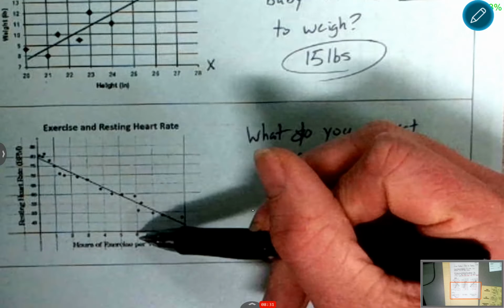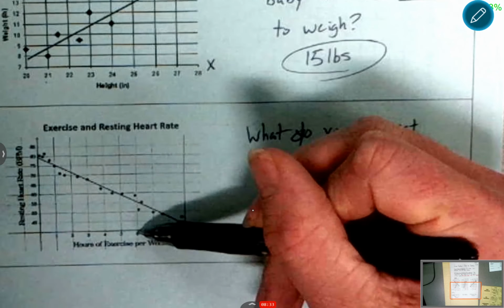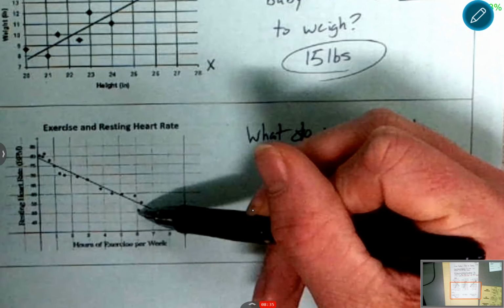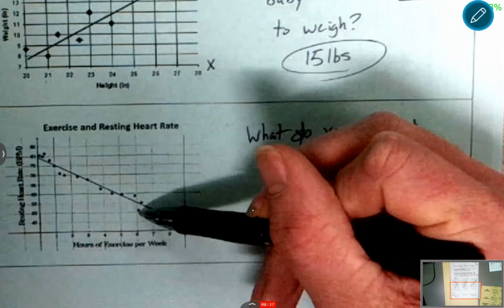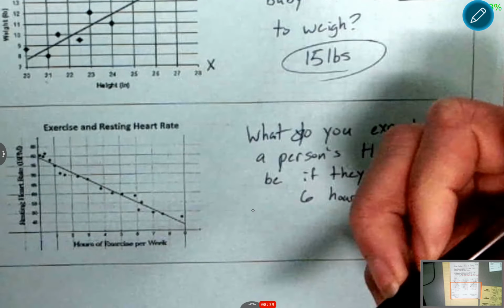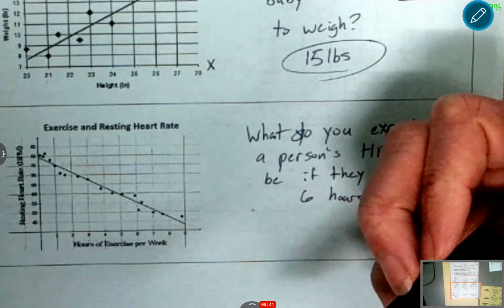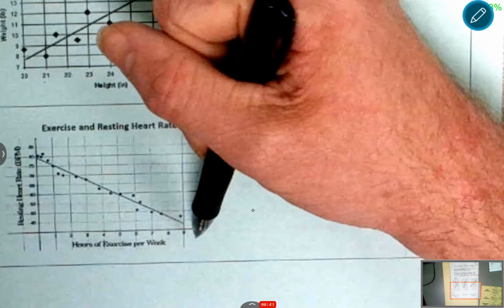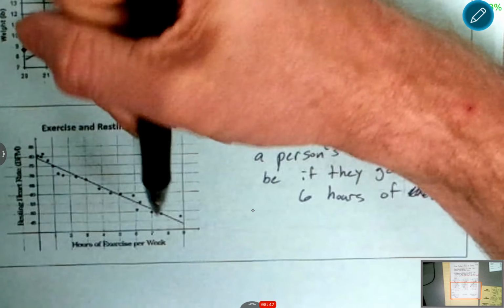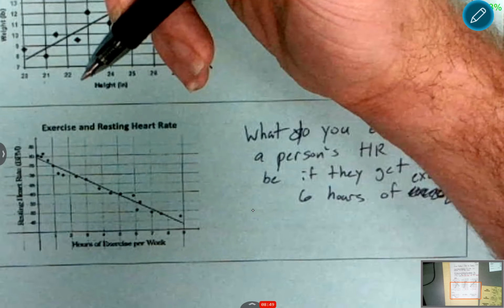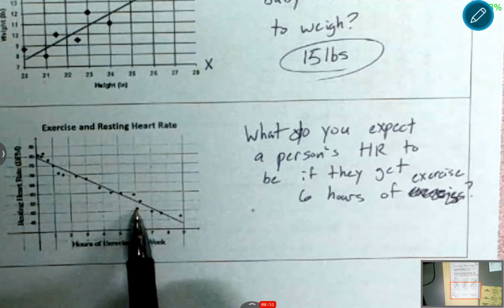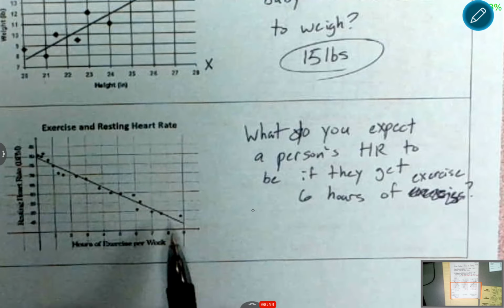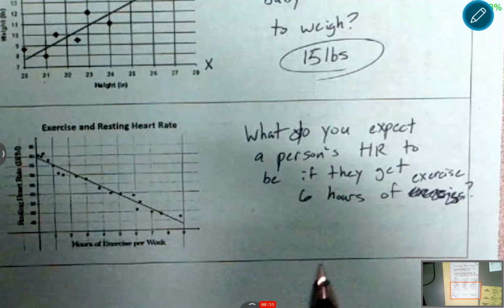So I'm going to take a look at 6 hours, and I'm going to go up. And you'll notice there's a point that's pretty much right at 6 hours. But we're not using the points to make predictions. We're using the trend line. We made this trend line by trying to go in between all the dots as best as we can. And then we use these dots to make our trend line, but we use the trend line to make predictions.